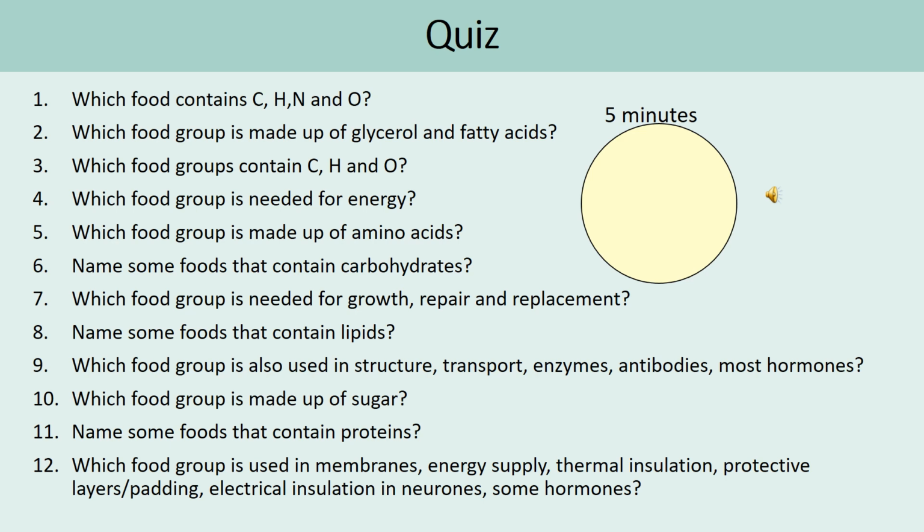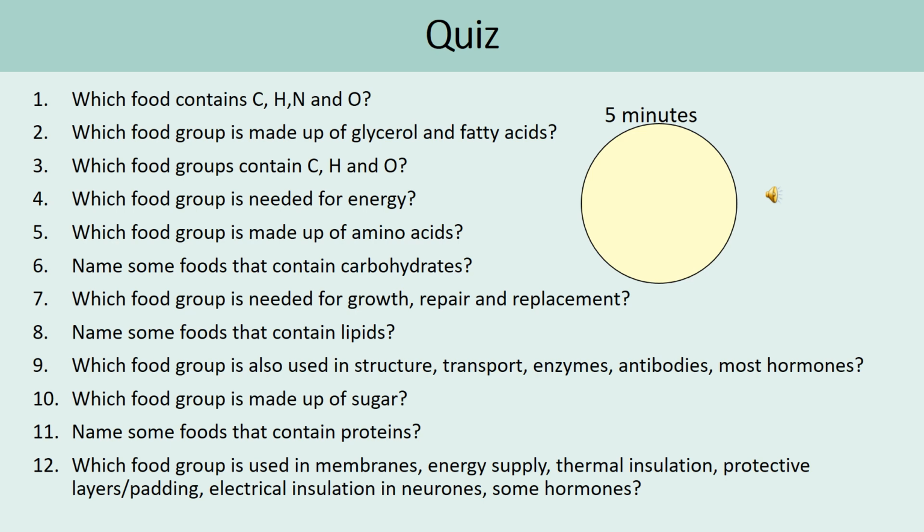Number 6. Name some foods that contain carbohydrates. Maybe pop down 2 different foods that contain carbohydrates. Number 7. Which food group is needed for growth, repair and replacement? Number 8. Name some foods that contain lipids. So again, maybe 2 different examples of foods that contain lipids.